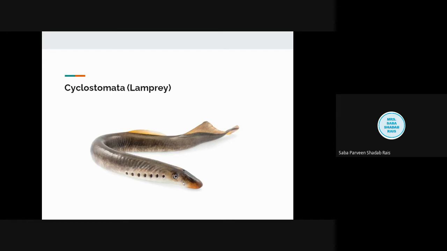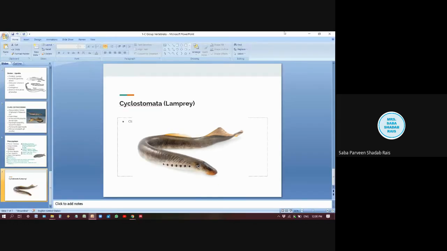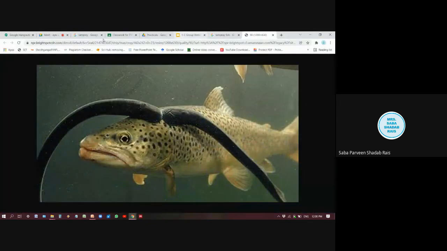Next lecture onwards, we will be talking about the Vertebrata division Gnathostomata, that means the jawed animals. So for this particular practical, we'll stop now. Any doubt you have, you can ask me right now or you can write it in the chat box as well.